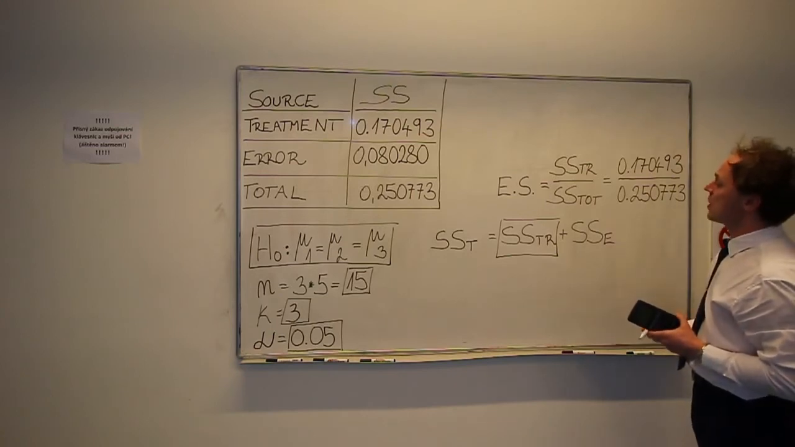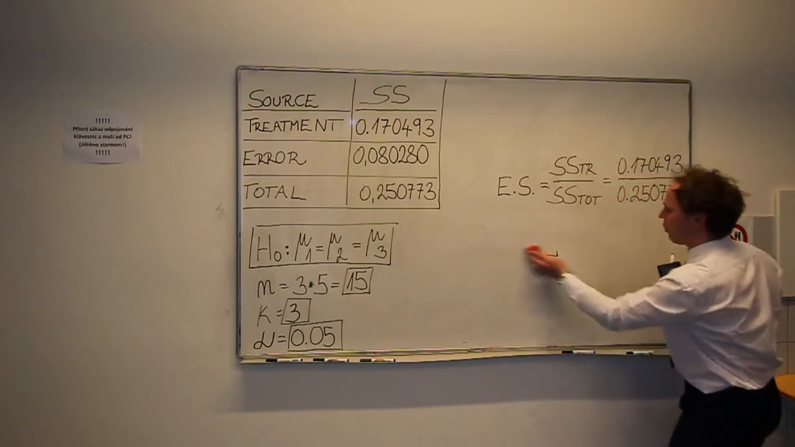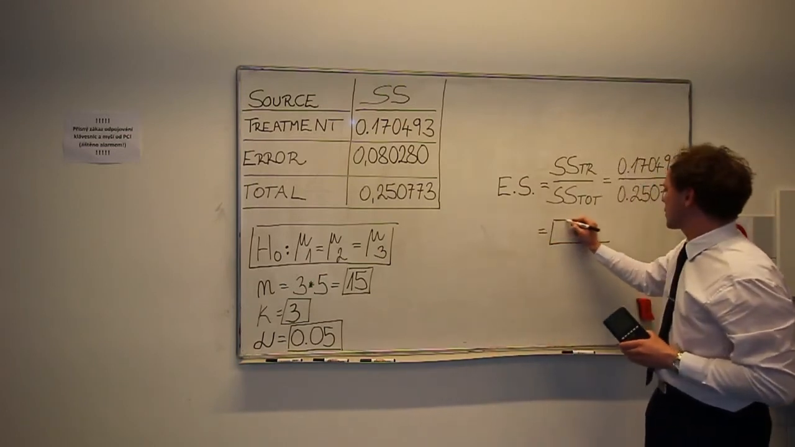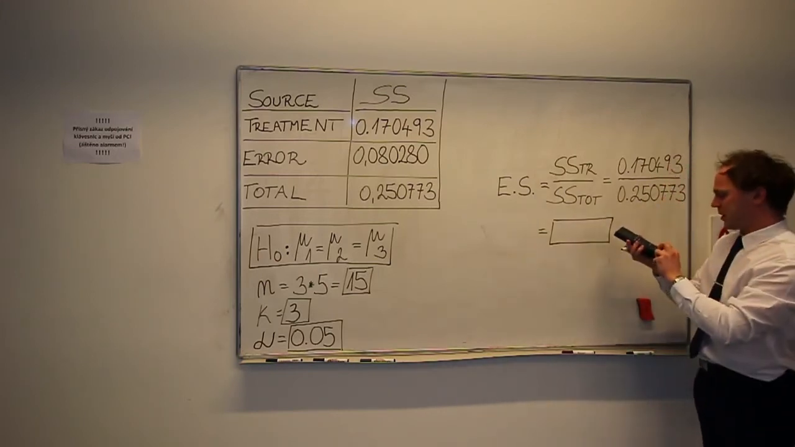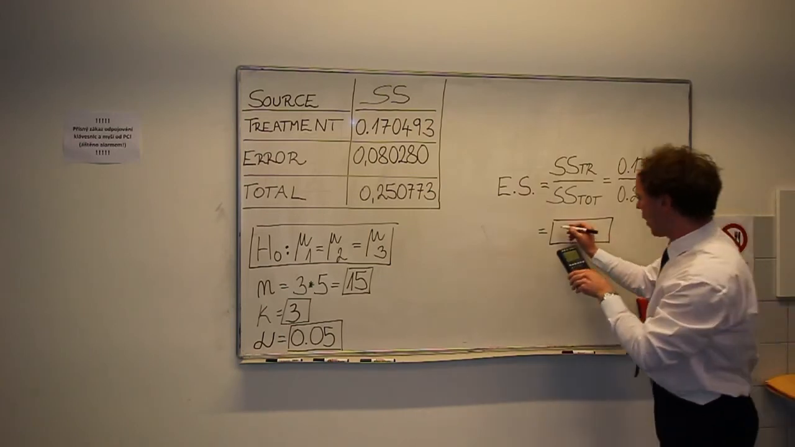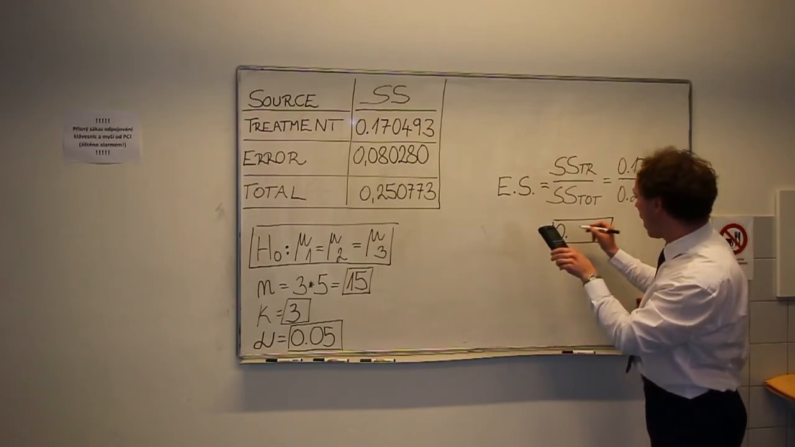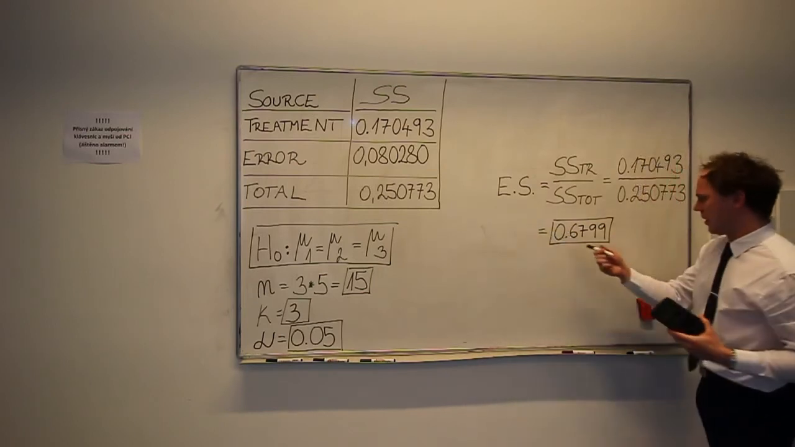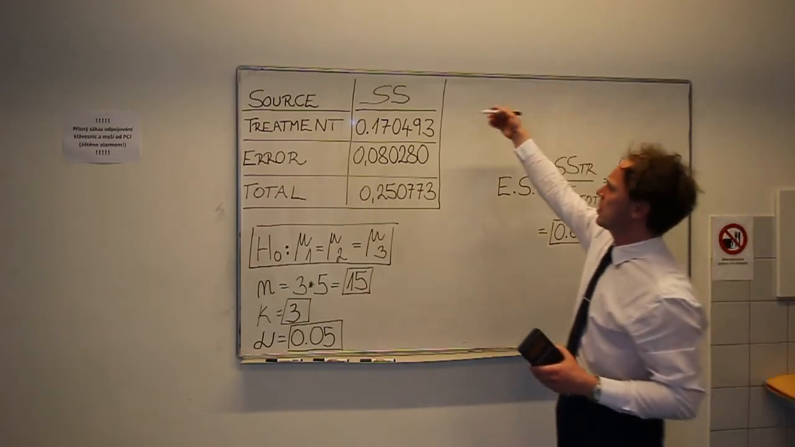So that will be 0.170493. And the result of effect size, which we already saw in our previous seminar a few weeks ago, is 0.170493 divided by 0.2507773, which is 0.6799. So this was effect size. What is next? Next column.